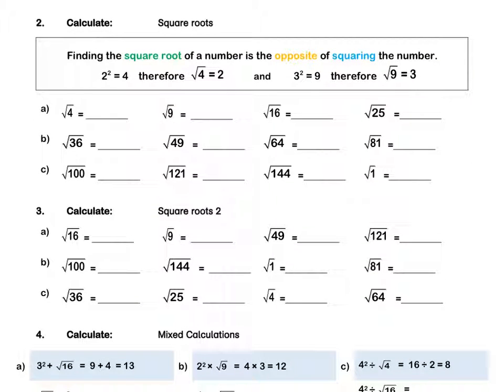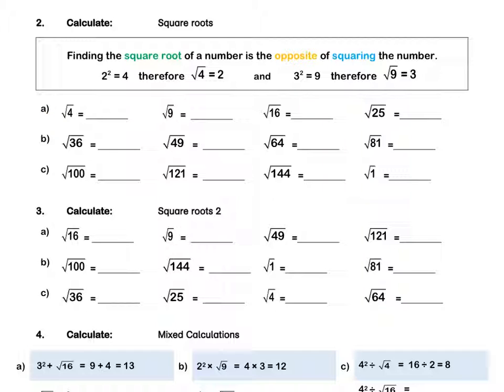Question 2. Square roots. Finding the square root of a number is the opposite of squaring the number. 2 squared is equal to 4. Therefore, the square root of 4 is 2. 3 squared is 9. Therefore, the square root of 9 is 3.